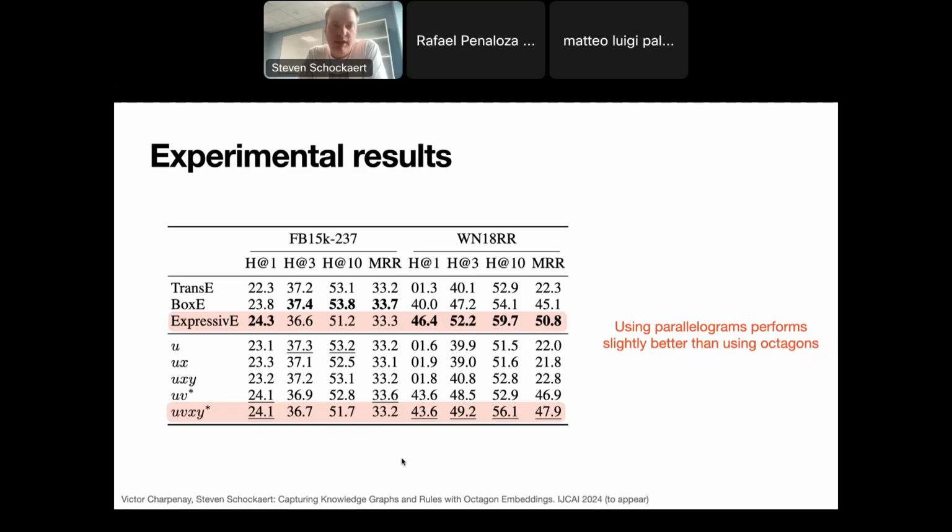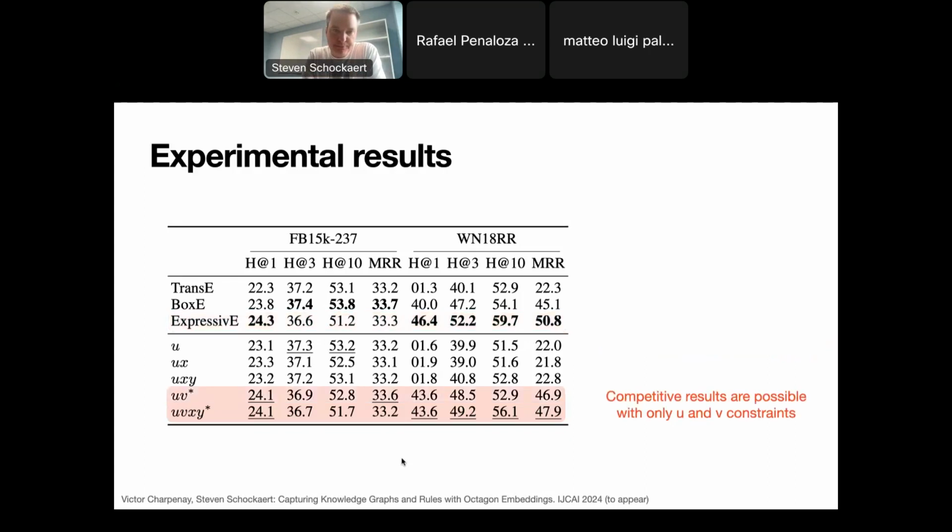With the octagons it's much easier to inject rules or to work with these representations. But there is a small penalty, it seems, to be paid for that flexibility. We slightly but consistently underperform the parallelograms. That's the main finding. And then, we have 4 constraints, right? The U, the V, the X, and the Y constraints. In fact, if we drop the domain and range constraints, so we only have the U and the V constraints, the performance is really very similar.